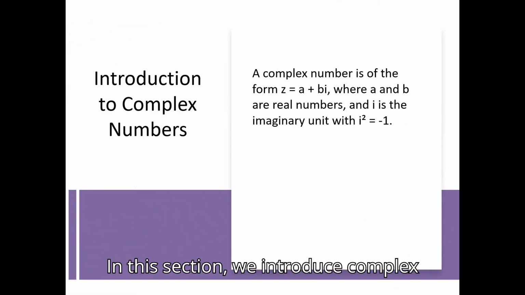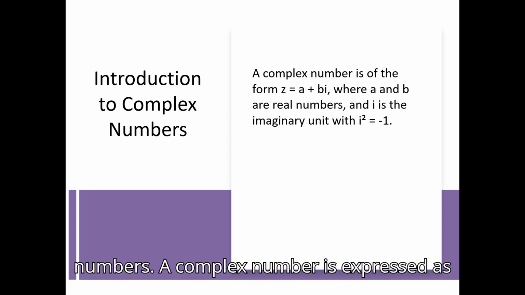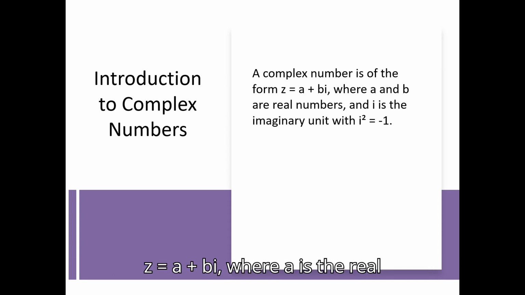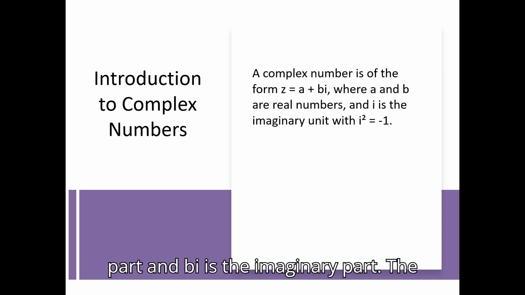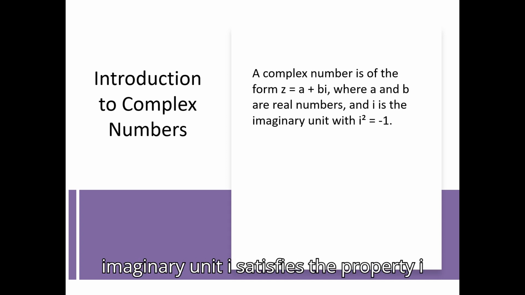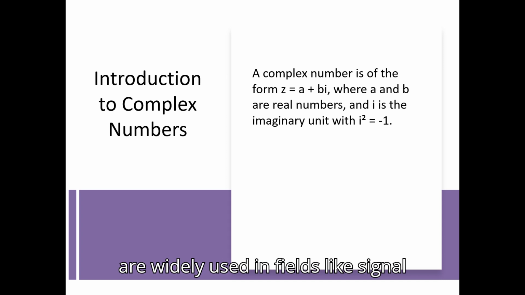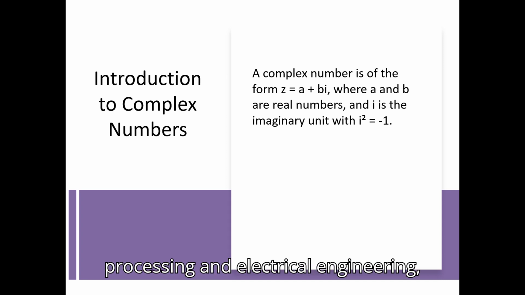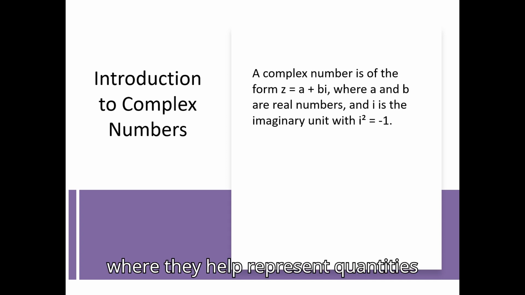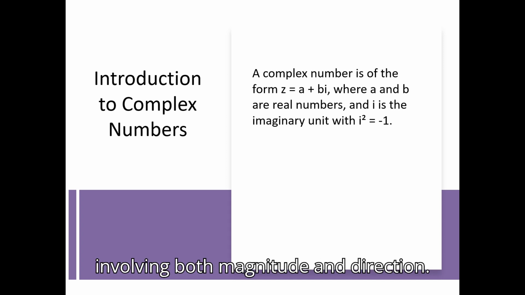In this section, we introduce complex numbers. A complex number is expressed as z equals a plus bi, where a is the real part and bi is the imaginary part. The imaginary unit i satisfies the property i squared equals -1. Complex numbers are widely used in fields like signal processing and electrical engineering, where they help represent quantities involving both magnitude and direction.